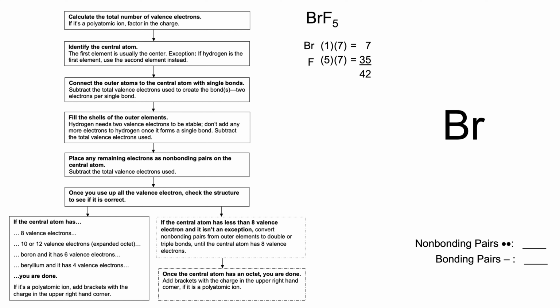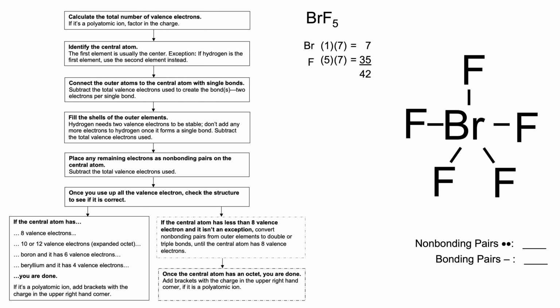I place bromine as my central atom. I place the 5 fluorines around it. I connect each fluorine to bromine with a single covalent bond. That uses up 10 electrons. Now I have 32 left over.